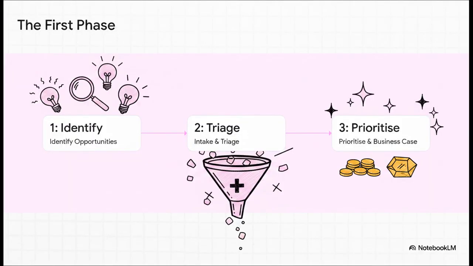This phase breaks down into three key steps. First, you identify opportunities. Then, you run them through a kind of intake and triage process. And finally, you prioritize the best ones and build a rock-solid business case. It's basically a funnel designed to find the real gold.